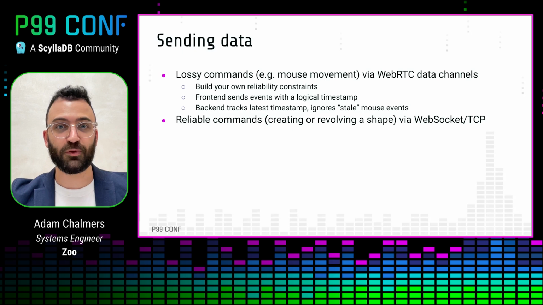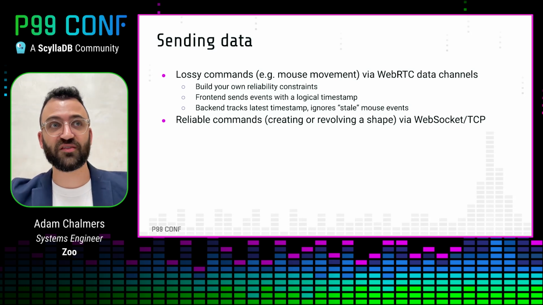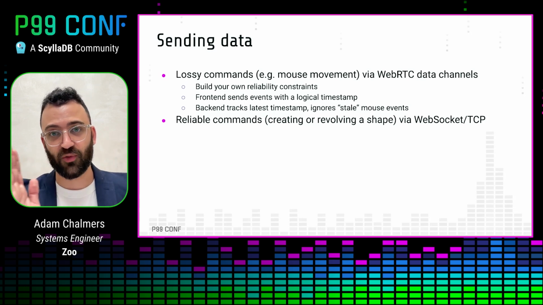The next kind of data is reliable commands, things like updating the geometry, like adding a new face or extruding a circle upwards into a cylinder. It's really important that these events don't get missed, so they have to be sent over TCP and reliably transmitted. We use WebSockets to make sure that the user's front end is communicating with the exact same graphics backend, the same node, the entire time.